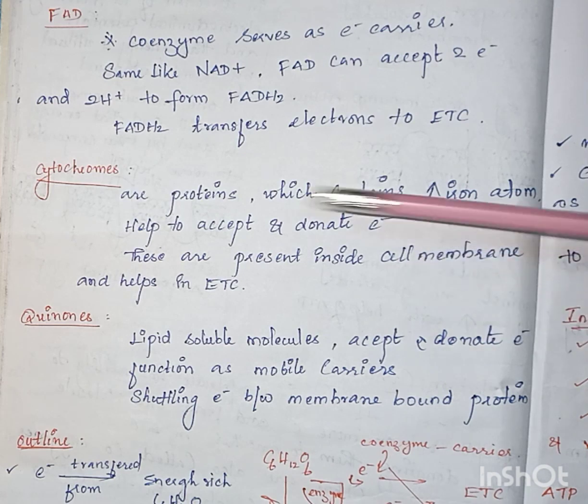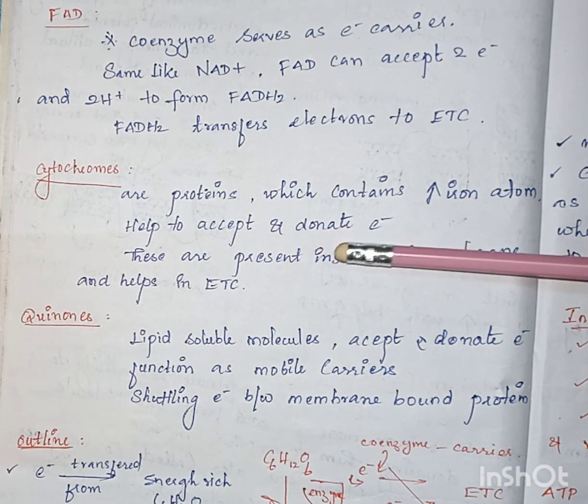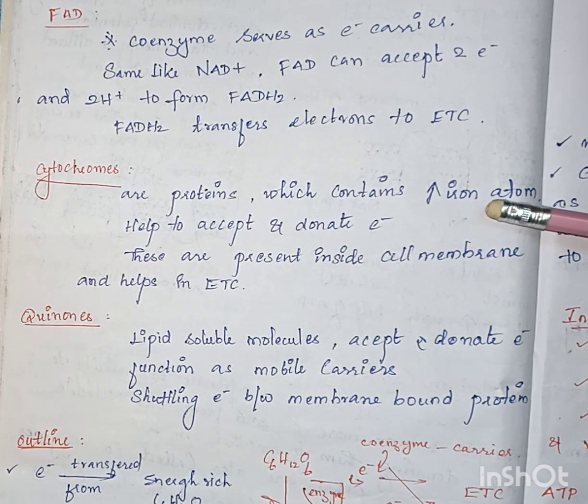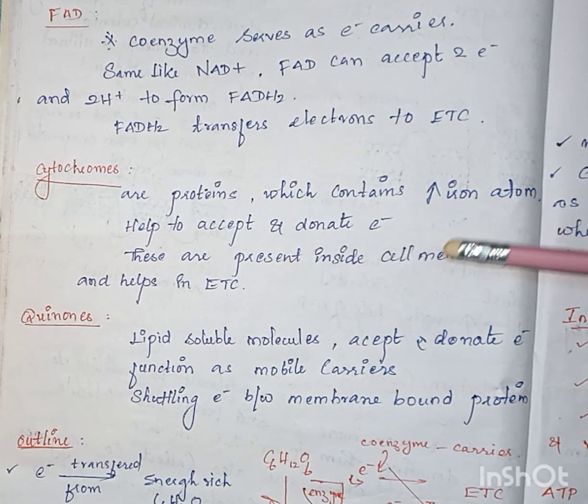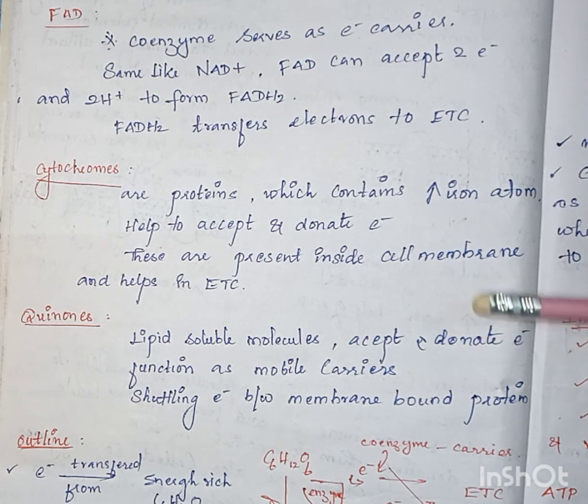The next carrier is cytochrome. These are proteins which are rich in iron atoms. This helps in accepting and donating electrons. It is present inside the membrane, which helps in the electron transport chain.